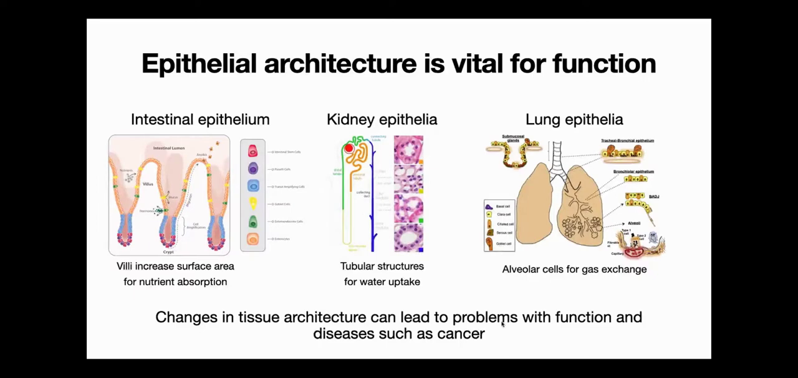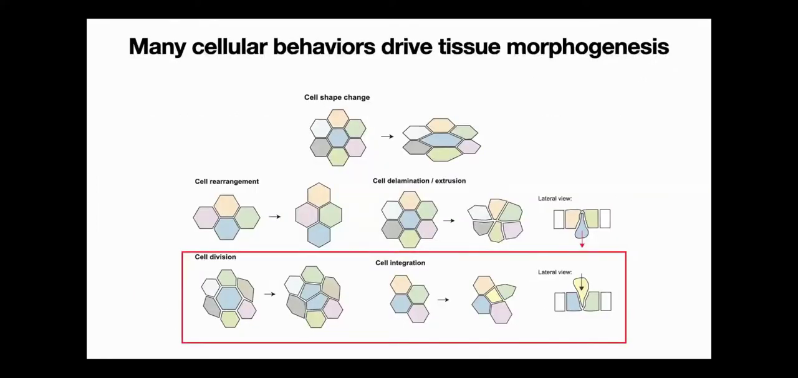So how do cells organize into these shapes? There are many cellular behaviors that drive tissue shape change and development, but as a lab, we're particularly interested in these bottom two here, so cell division and cell integration. Cell division in particular poses a problem for a tissue in that the cell undergoing mitosis is greatly changing shape as it's growing and rounding, and then it has to undergo cytokinesis, and the two daughters have to be placed within the tissue, all without compromising the integrity of that tissue.